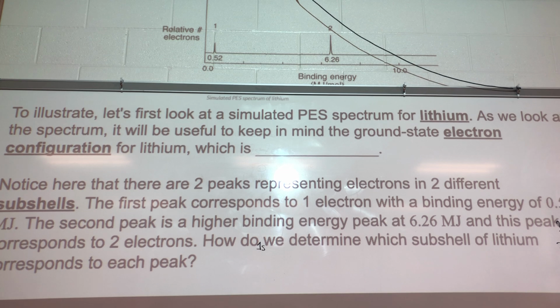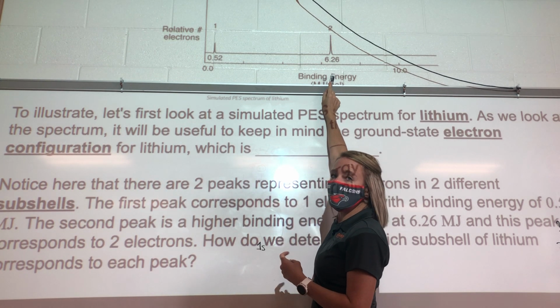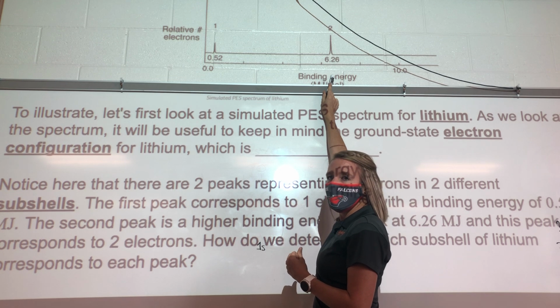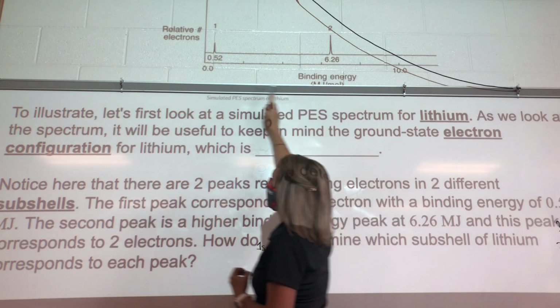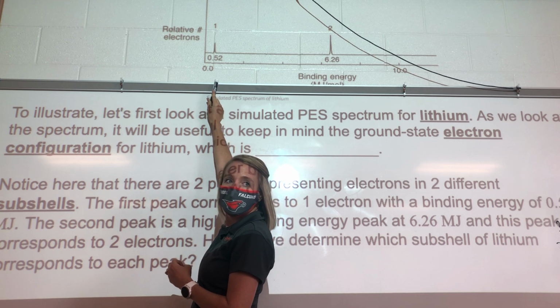How do I know which is the inner peak? The 1s peak is always going to be the highest energy. So wherever the highest energy is, which in this case would be here, label that peak as the 1s peak. And then in this case, this would be the 2s peak.